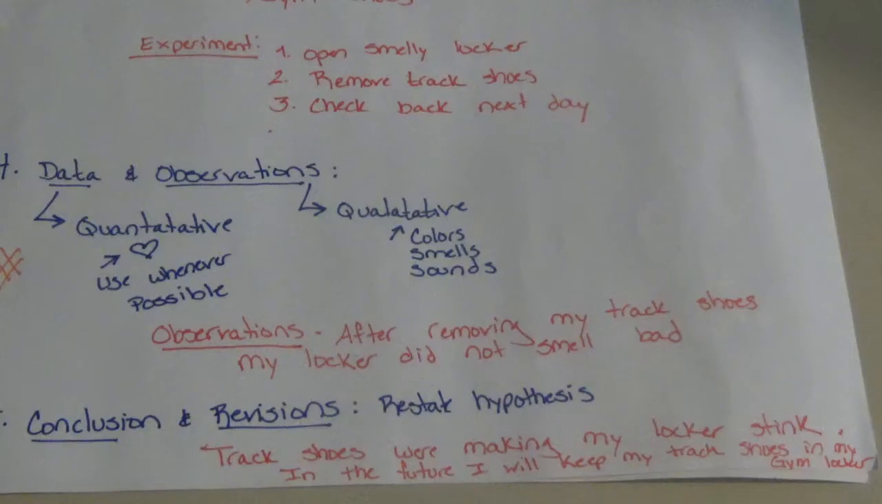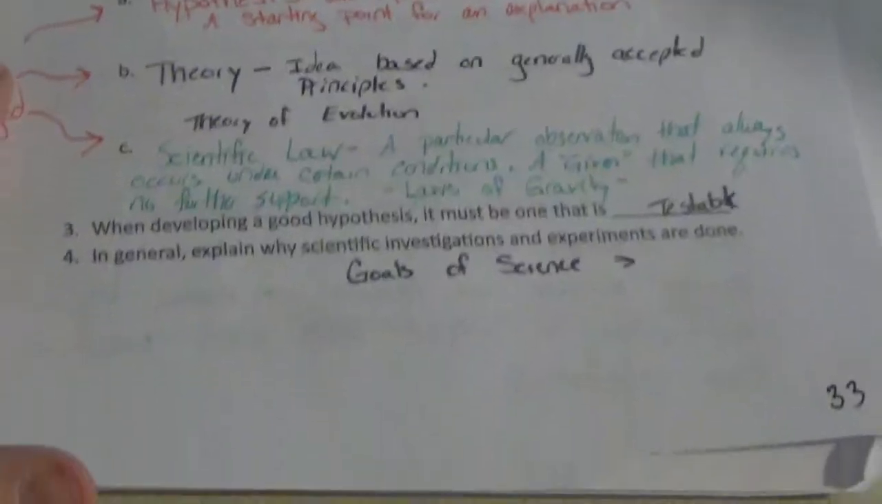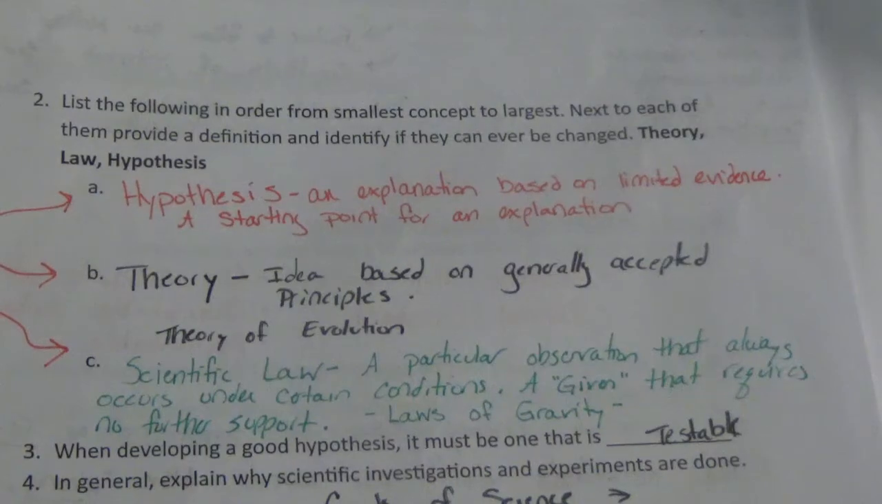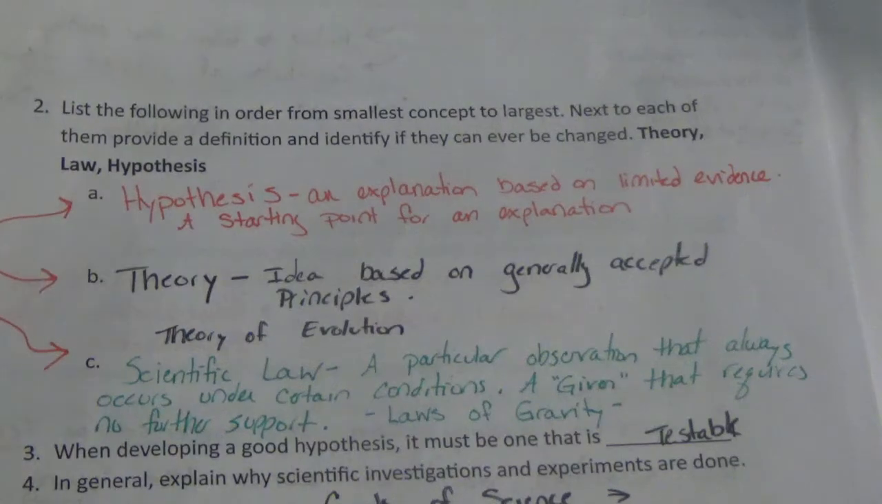So there's that. Question number 2 in the study guide: list the following in order from smallest concept to largest. Next to each of them, provide a definition and identify if they can ever be changed. All right, so a hypothesis and then a theory and a law. That's the order: hypothesis, theory, then law. A hypothesis is an explanation based on limited evidence or a starting point for an explanation. That doesn't mean a hypothesis isn't valid. That just means that it's testable, and you're planning on conducting an experiment around your hypothesis.